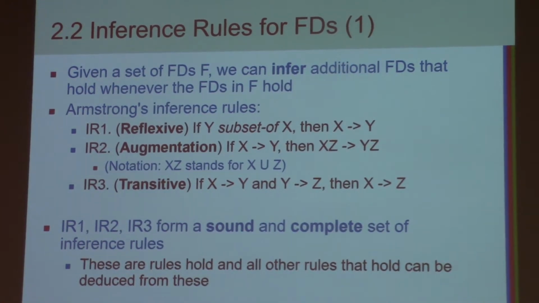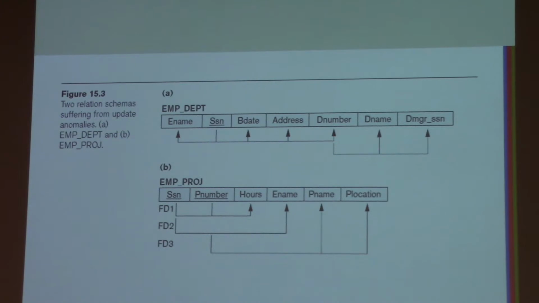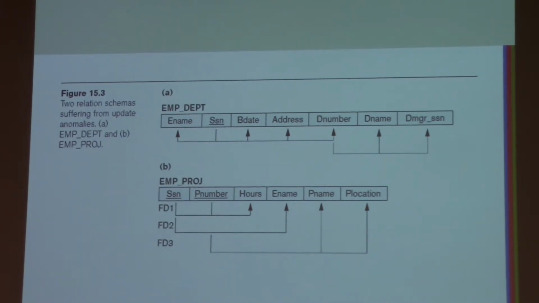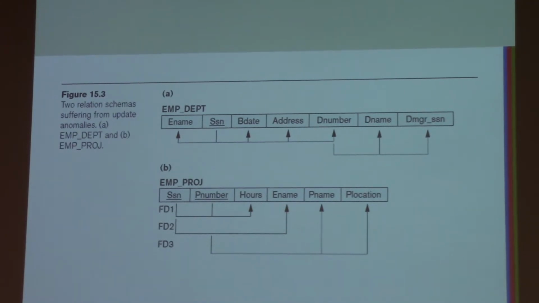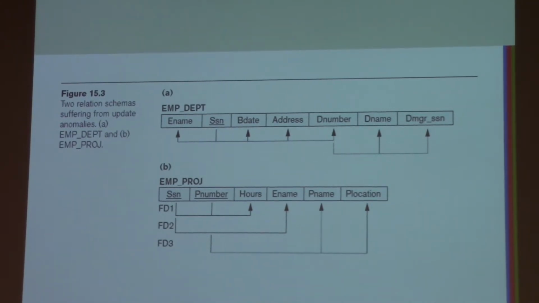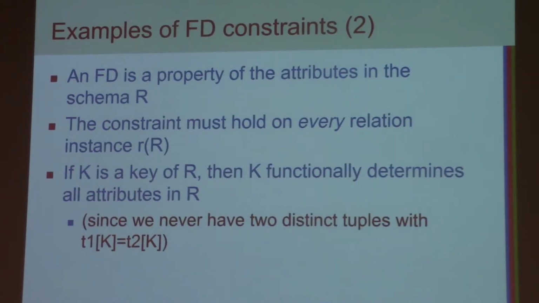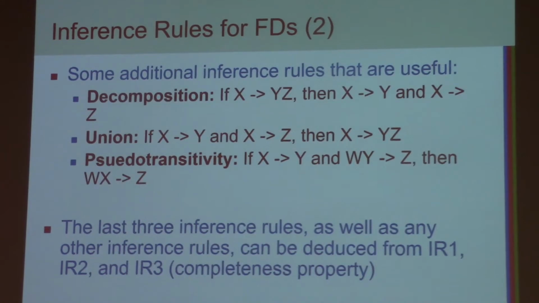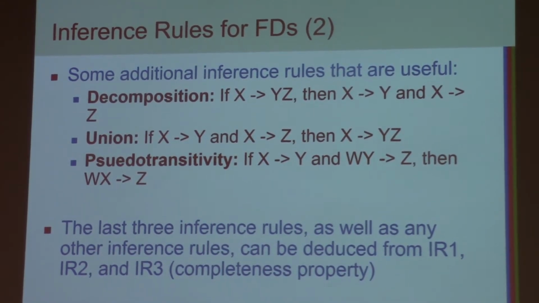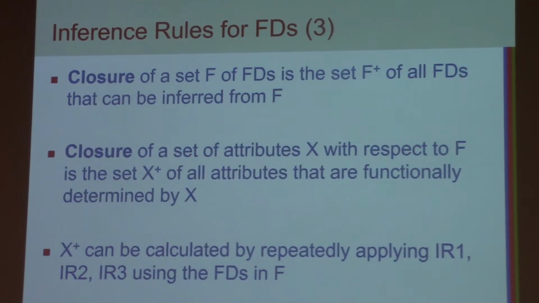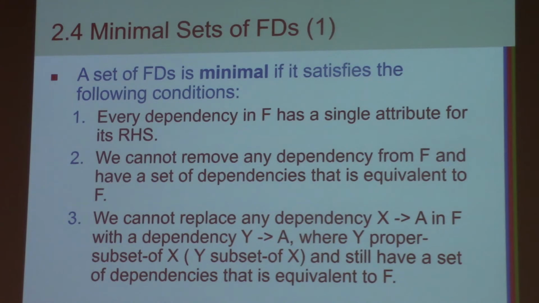Everybody knows that transitive. For example, this one. SSN determine D number. D number determine D name, which means eventually SSN determine D name. Okay, this is a transitive. So there are inference rules of such functional dependency using this. I'm not going to explain the detail of each of them. Using this one, we can decide. Our goal is to find minimal functional dependencies.